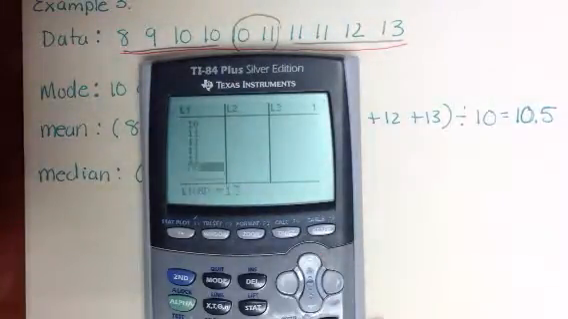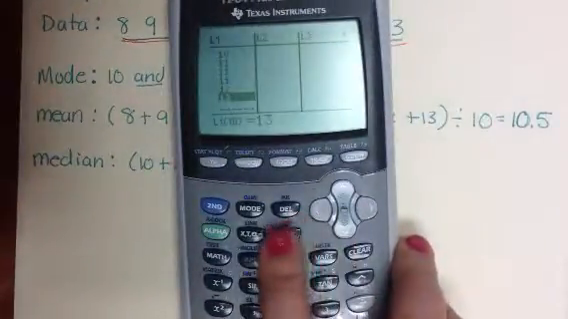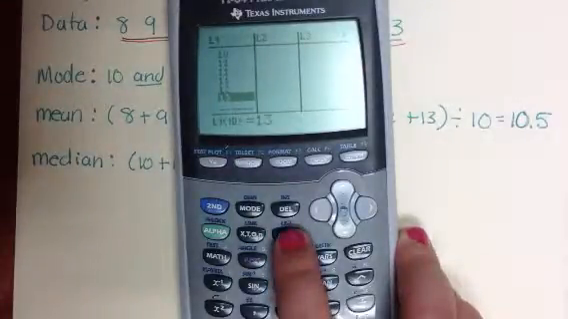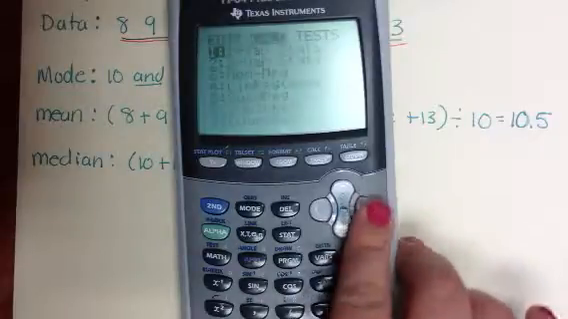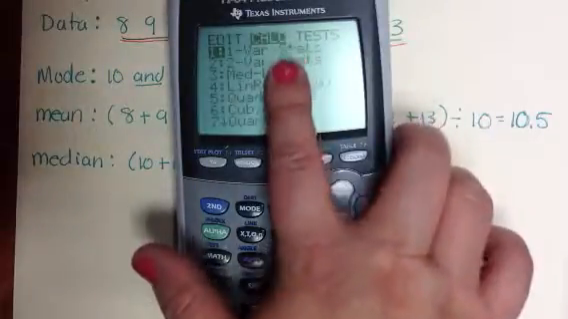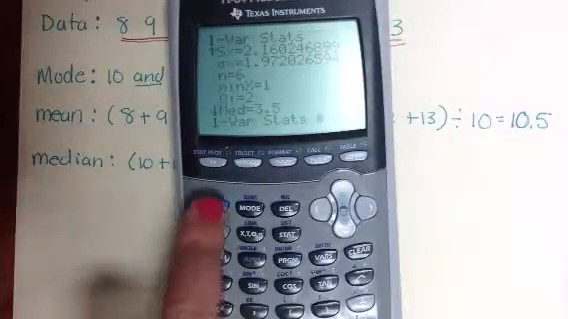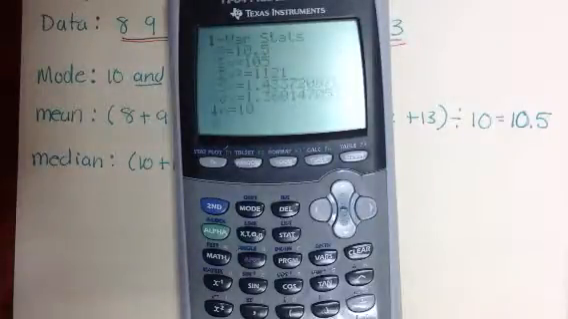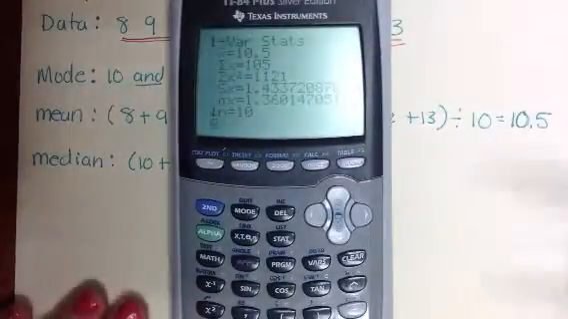Okay, now that I have all my data values in there, I want to calculate my mean and my median using the calculator. So I'm going to hit stat. I'm going to go over to calculate. I'm going to do 1-Var Stats, so I'm going to hit enter. And then I want to do that to L1, so I hit second 1, so my L1 comes up, and I hit enter. And all my information comes up for that data set.